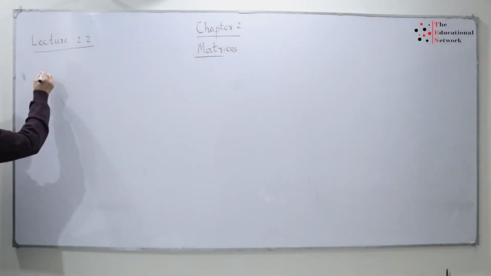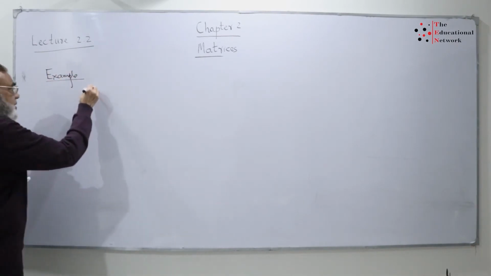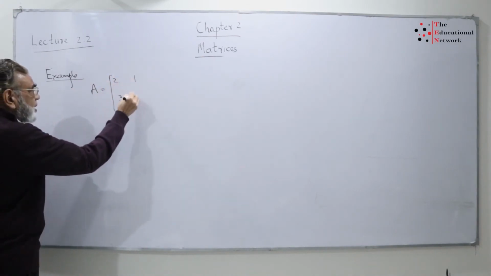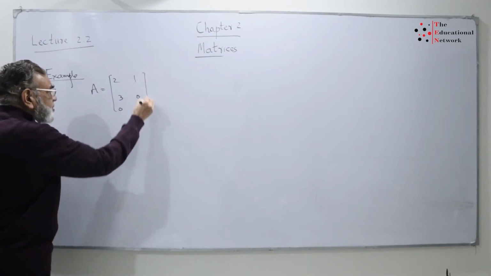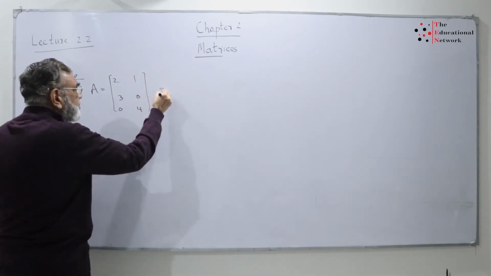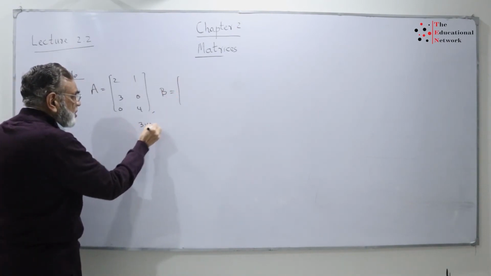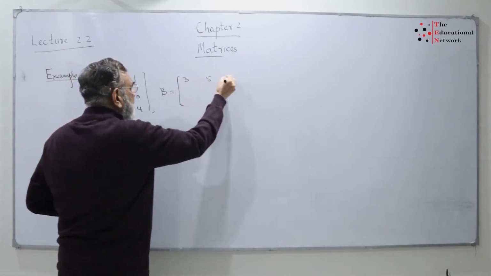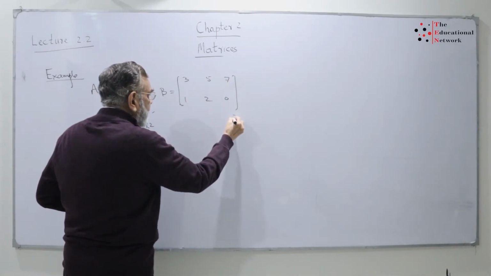So I give another example for the matrix multiplication because that's very important. That's why I want to make it more clear. I have matrix A. My matrix A is 2, 1, 3, 0, 0, and 4. I have matrix B. So my matrix B must have 2 rows because here is 3 by 2. This must be 2 by something. So we're having 3, 5, 7, 1, 2, 0. So this is my 2 by 3.